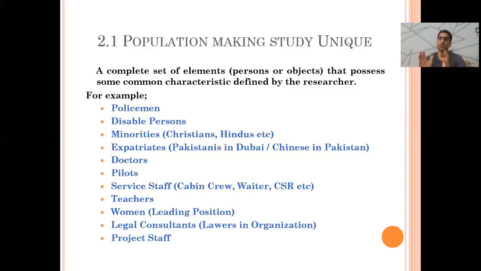So now you can see the topics I'm telling you are very much relevant with the population, right? Then the service staff, the cabin crew, waiter, CSR. CSR means customer service representatives. So service staff, they have to exercise their emotions.